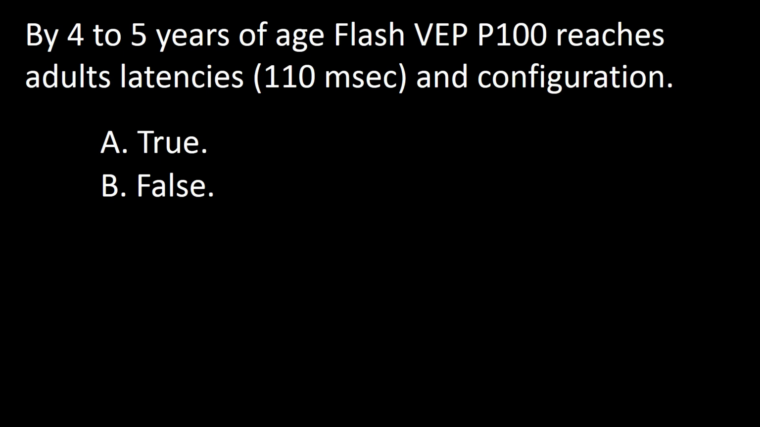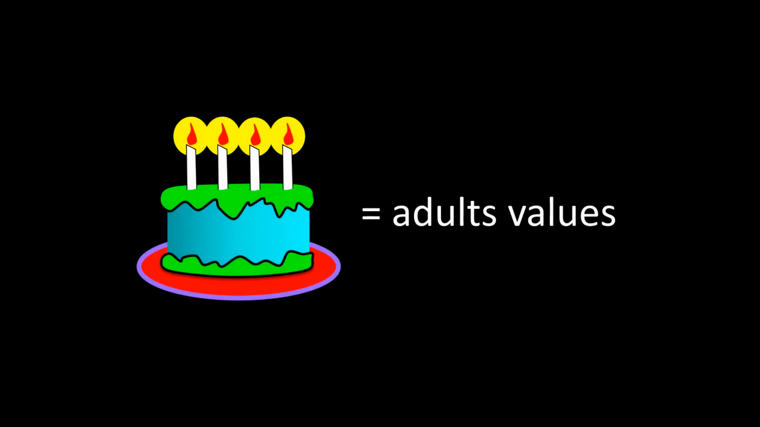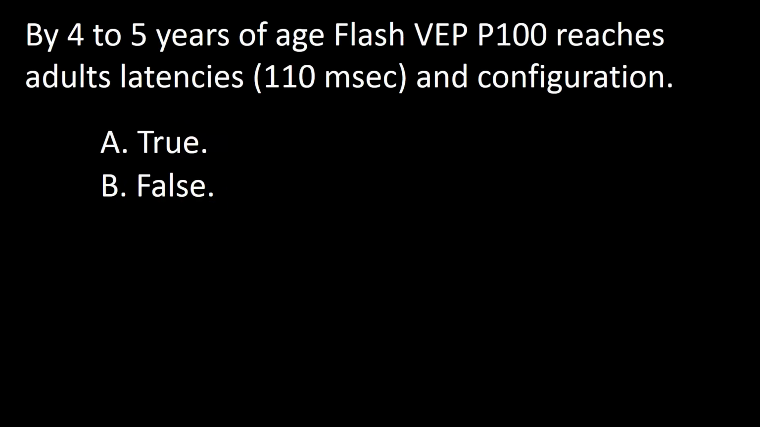Next question. By 4 to 5 years of age, flash VEP P100 reaches adult latencies and configuration. A, true. B, false. It is true. By 5 years of age, VEP of a child and of an adult look exactly the same. So the answer to this question is A.